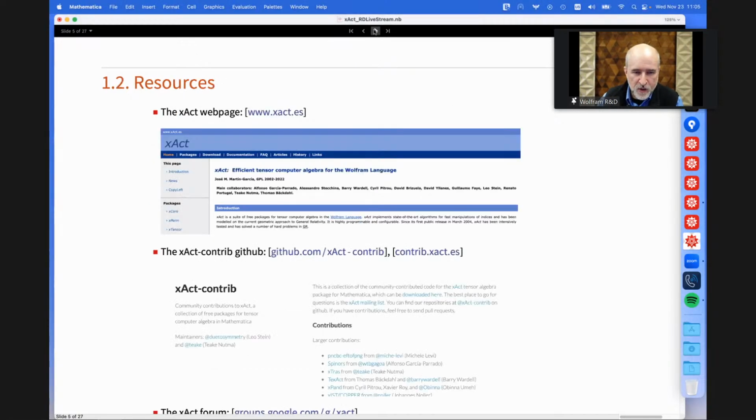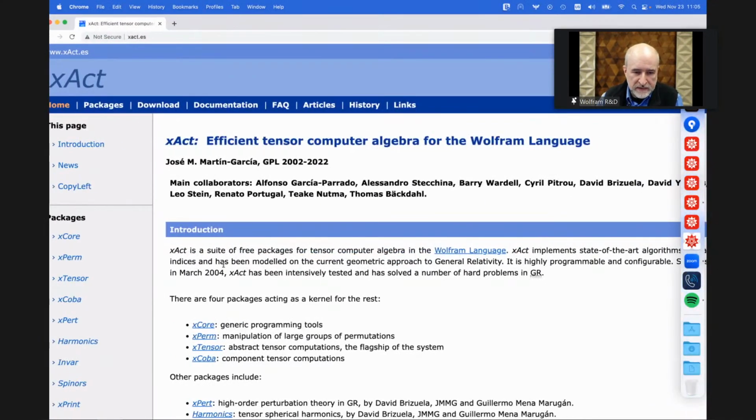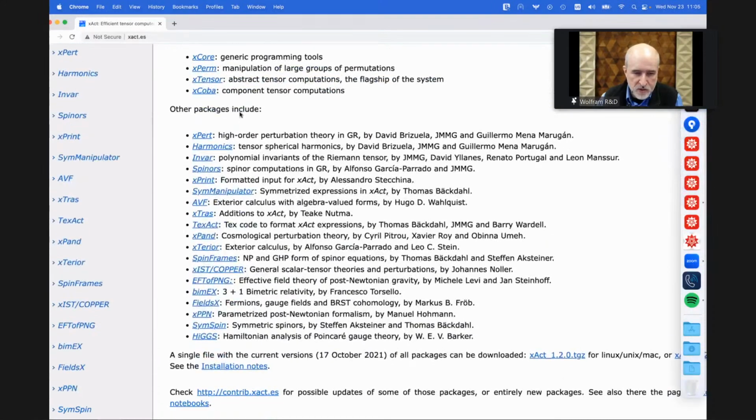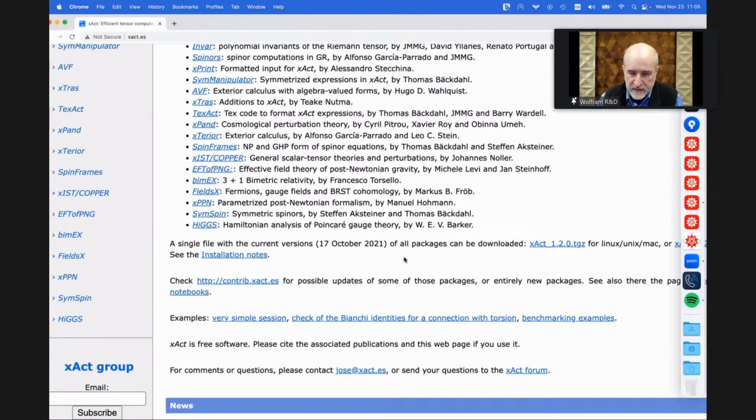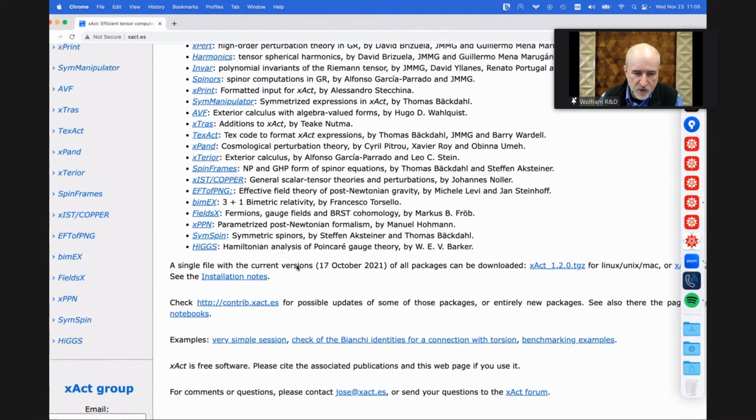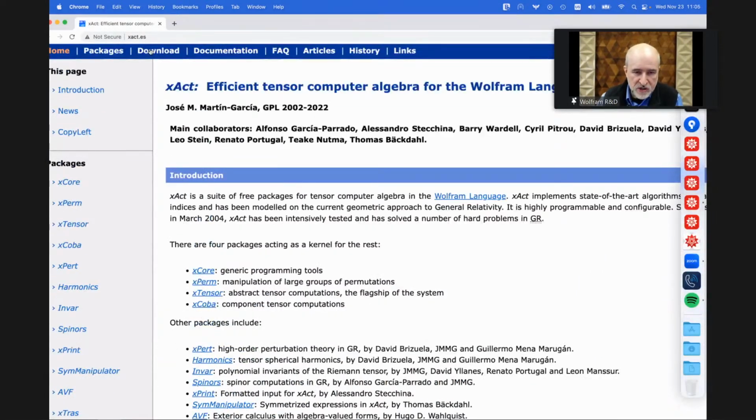So let me now go to the resources you have available for xAct. The main place is the xAct web page. Here you see the collection of packages there are right now. You can download tarballs for Linux and Mac or for Windows. There are installation notes. There are lots of documentation, other pages, a bit of history, links to interesting other pages on tensor computer algebra, etc.